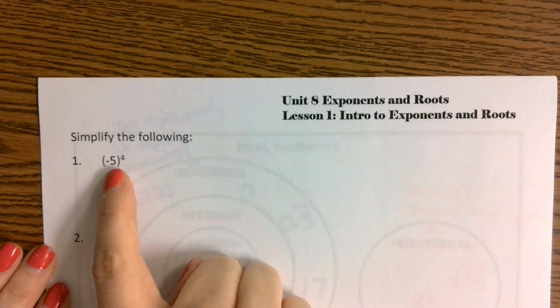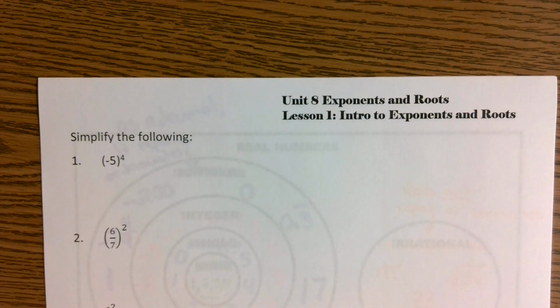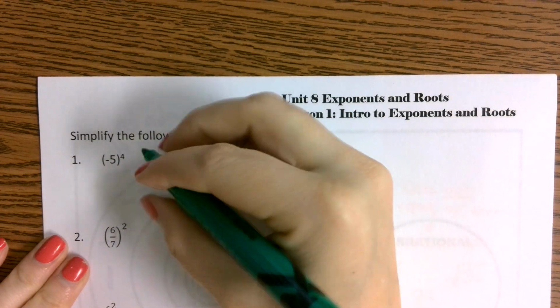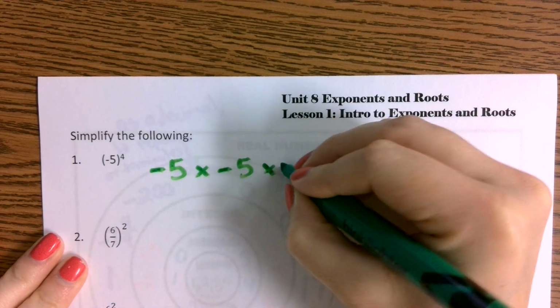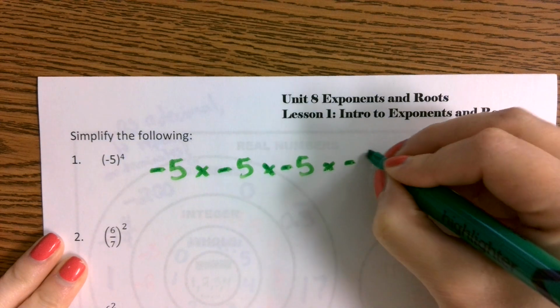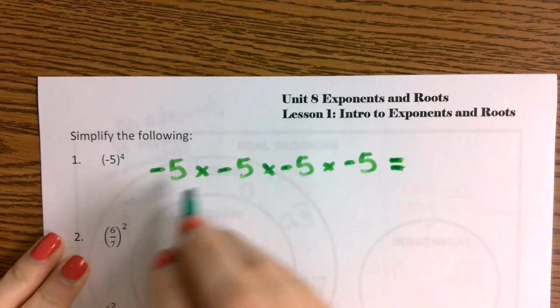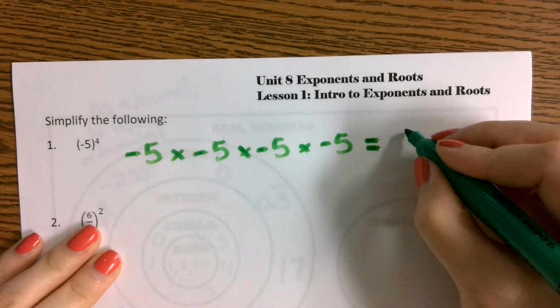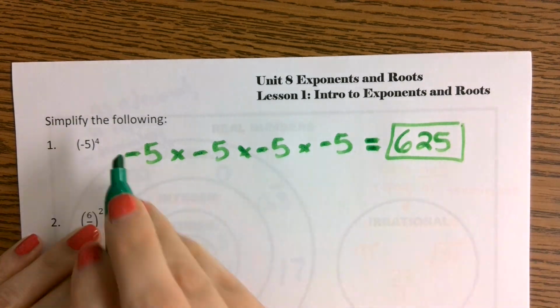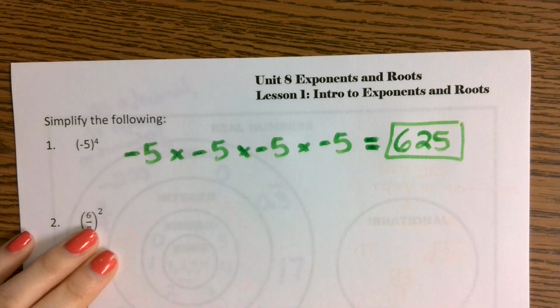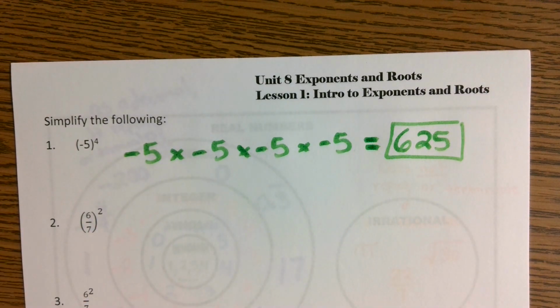Okay, so we have -5 in parentheses raised to the fourth power. That means I am repeating my -5 times -5 times -5 times -5. When I multiply that over and over and over again, I get positive 625. If I did not include my parentheses, I would wind up getting a negative 625. Those are not the same thing.